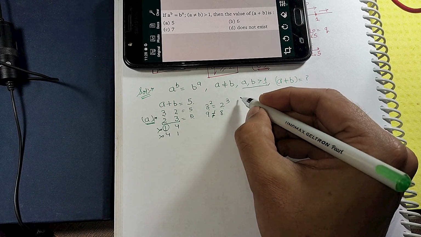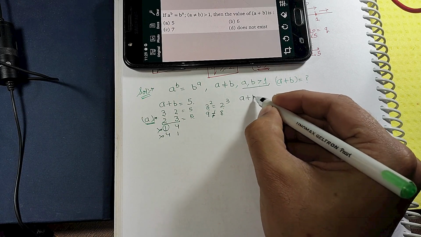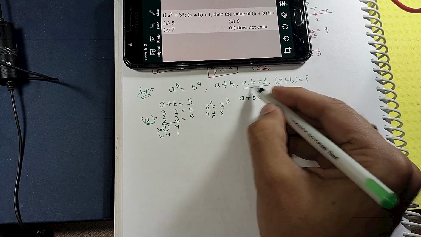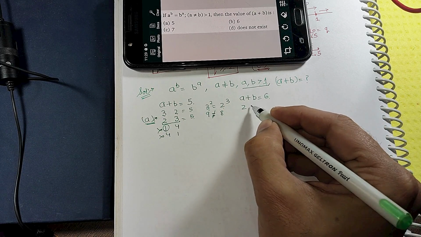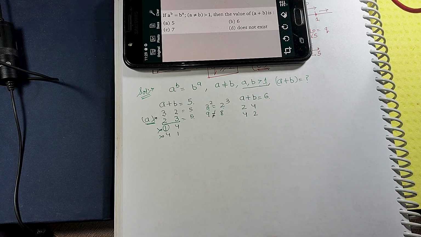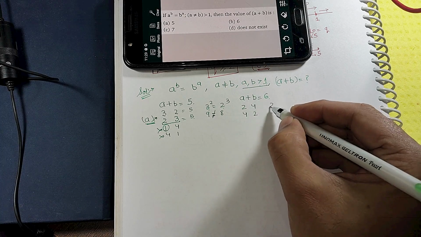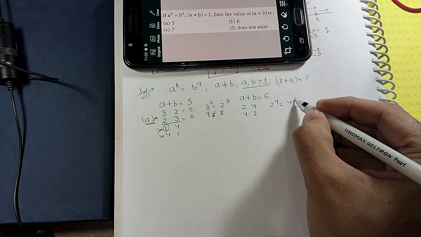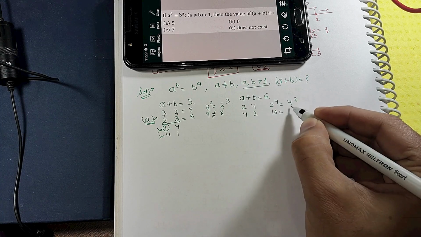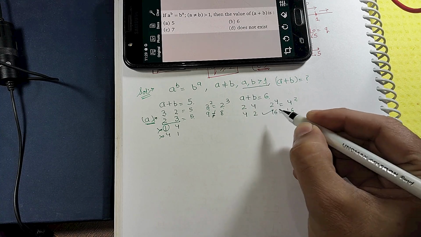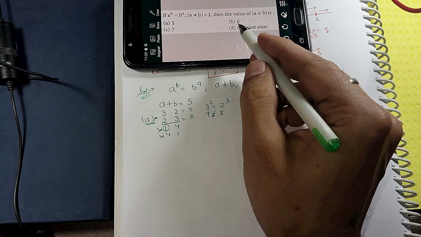Now moving on to option B. Option B says a plus b is equal to 6. Now since these are greater than 1, I can have only two values, 2, 4 and 4, 2. Now 2 raised to the power 4 is equal to 4 raised to the power 2. So 2 raised to the power 4 is 16 and 4 raised to the power 2 is 16. So this is equal, so I can say that a plus b is equal to 6.